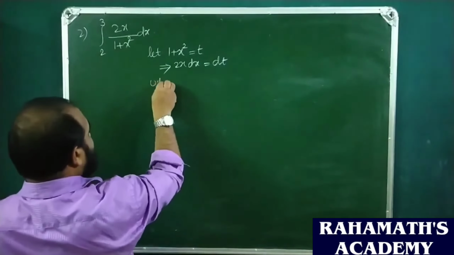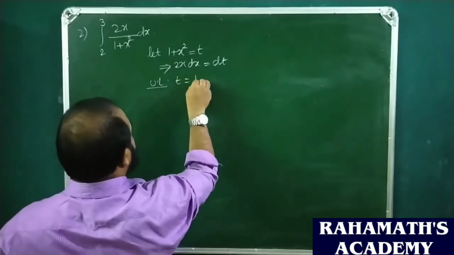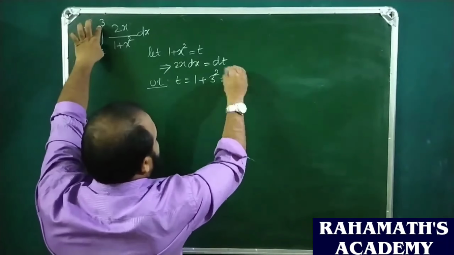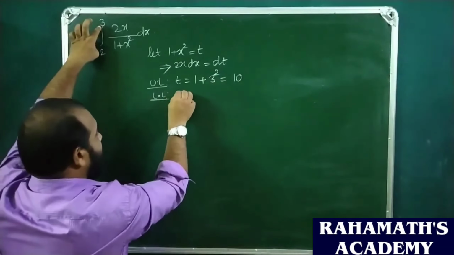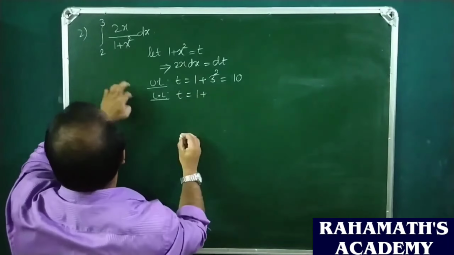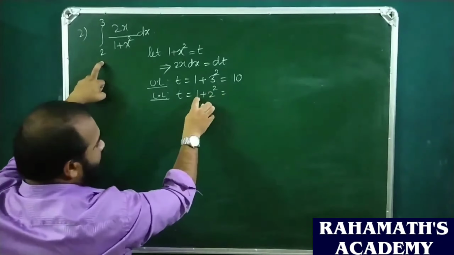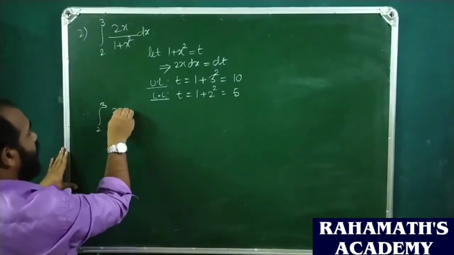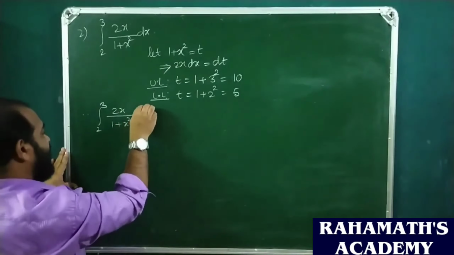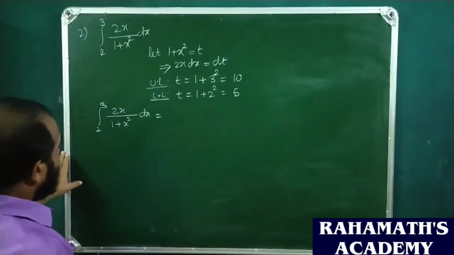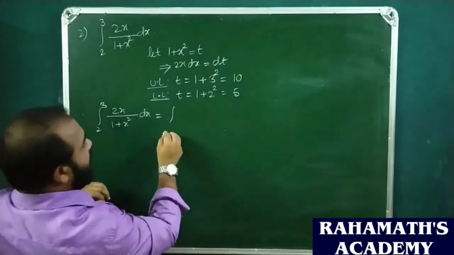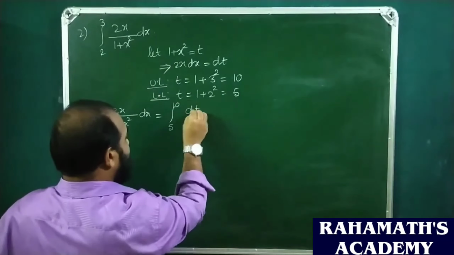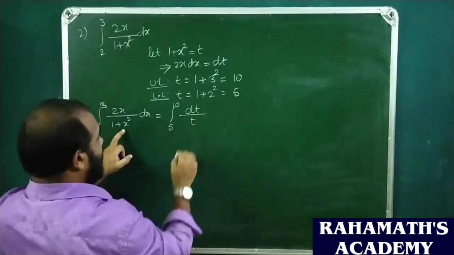Upper limit: t is equal to 1 plus x squared, where x is 3, so 3 square, which is 10. Lower limit: t is equal to 1 plus 2 square, 2 square is 4, plus 1 is 5. Therefore the integral from 2 to 3 of 2x by 1 plus x square dx is equal to, with limits 2 to 3 changed to 5 to 10, 2x dx is dt, and 1 plus x square is t.